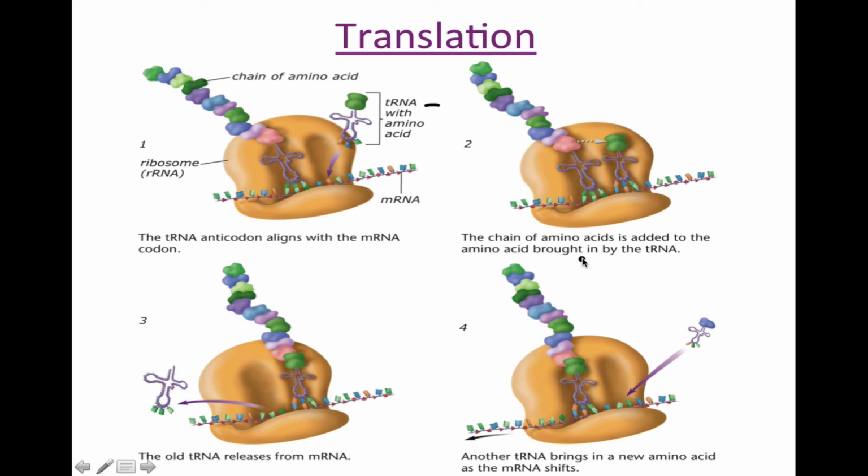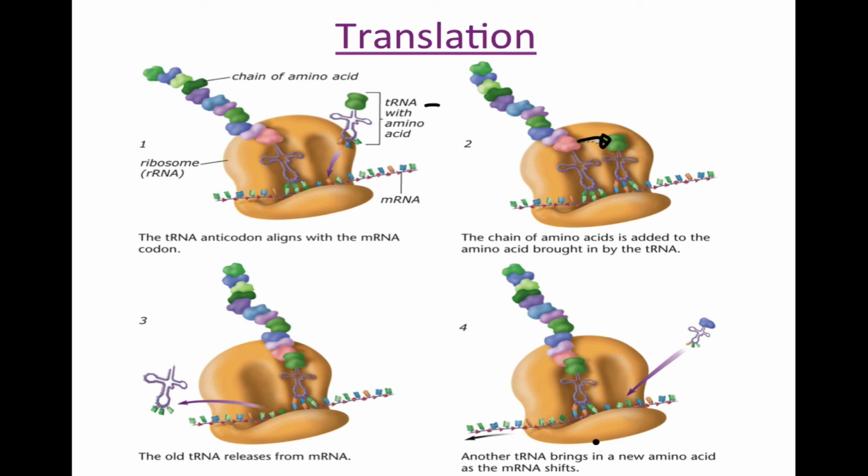Take a look at step 2 here. The chain of amino acids is added to the amino acid brought in by the tRNA. So now this whole chain of amino acids that has been brought over is going to be added to this one, elongating the amino acid chain. Now, step 3. Once that tRNA has done its job, it's going to leave, it will be released. Number 4, another tRNA is going to bring in a new amino acid as the mRNA shifts. So let's take a look at that in action.